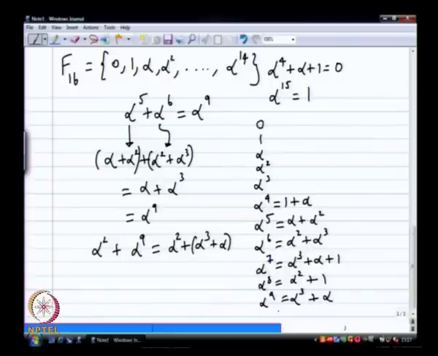What do you think the answer is? Let me see who is going to tell me what this works out. Alpha 11. Enough people are saying alpha power 11. So, you would get alpha power 11.